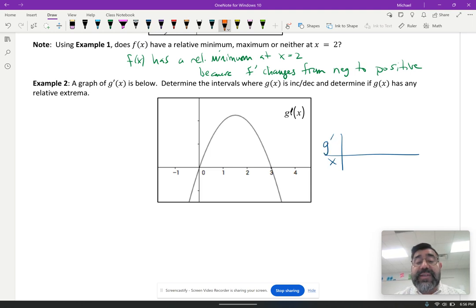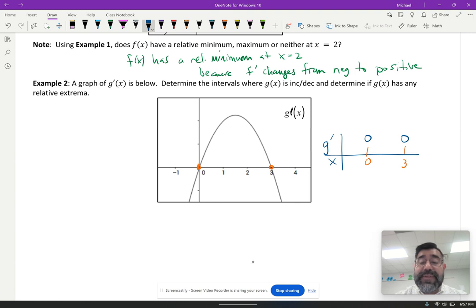Are there any places where the derivative graph is equal to 0? Some students would say up here, but no, that's where the derivative graph has a maximum. That's where the slope of the derivative graph is 0. But I'm saying, when is the graph equal to 0? And that happens here and here. So at 0 and 3, the derivative is 0 at those points.